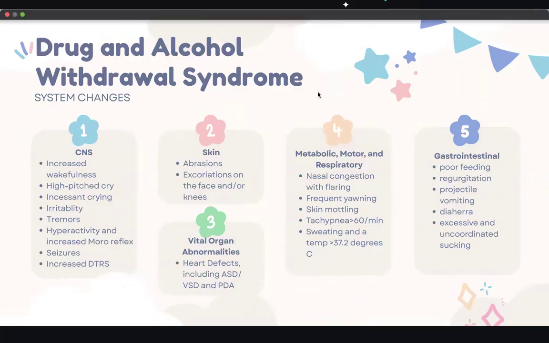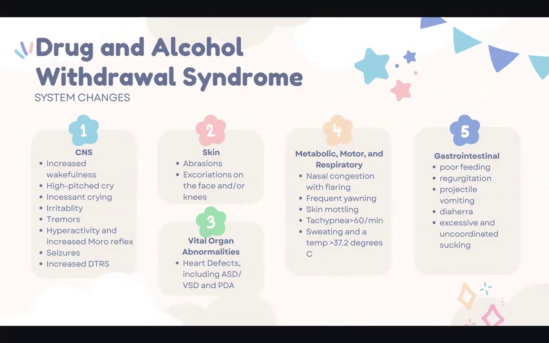All right, so drug and alcohol withdrawal syndrome, going into it way more deeply because this is a very intensive topic. So, there are going to be system changes, okay? The central nervous system is going to have changes like increased wakefulness, a high-pitched cry, irritability, tremors, hyperactive reflexes. They can even have seizures. And these babies are going to be super duper sensitive to stimulation. So we're going to try to reduce stimulation, but we're going to talk about all the interventions in a minute.